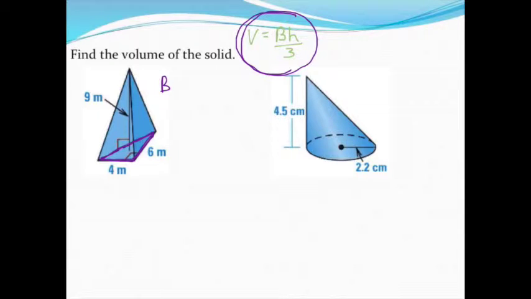And let's start out with finding B and h. Those are the two things I'll need to find. Well, the height you can find right from the diagram. The height, remember, is inside, straight up from the vertex down to the bottom, so the height of this pyramid is going to be 9.